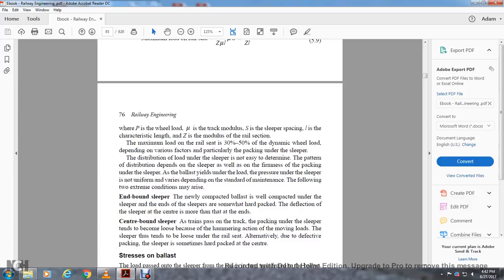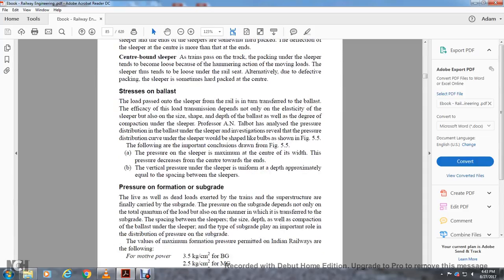Center-bound sleepers: after the train has passed over the track, the packing under the sleeper becomes loose, producing a hammering action as the load moves. The sleeper then turns loose under the rail seat. Ultimately, due to defective packing, the sleeper is sometimes hard packed in the center.